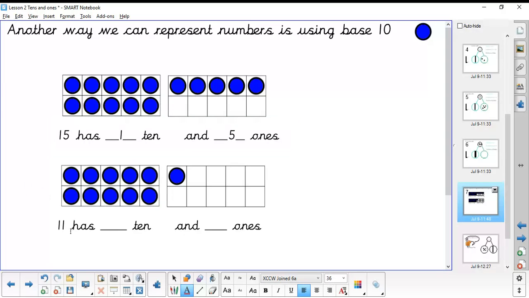Quickly moving on to the next one here. 11 has how many tens and how many ones? Well, we can see the base 10 is full. It's got 10 individual counters there. So it's 1 10. And it only has one counter there. So 11 has 1 10 and 1 one.